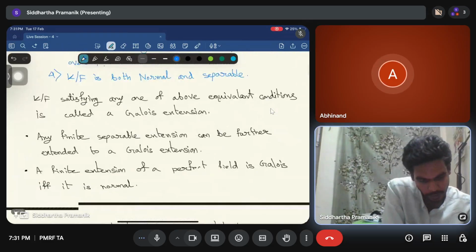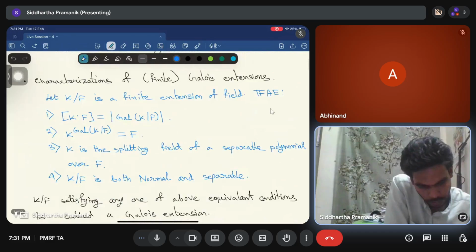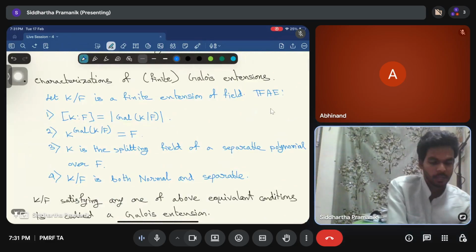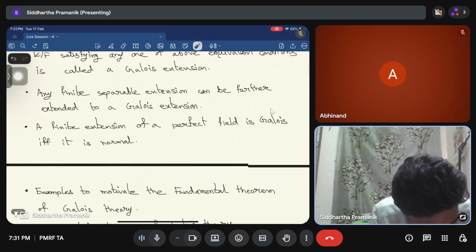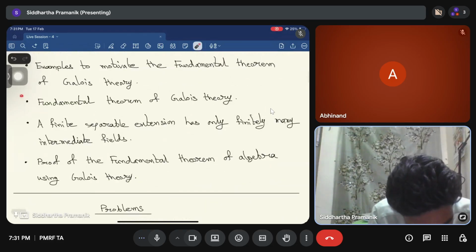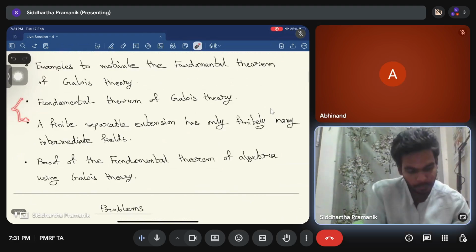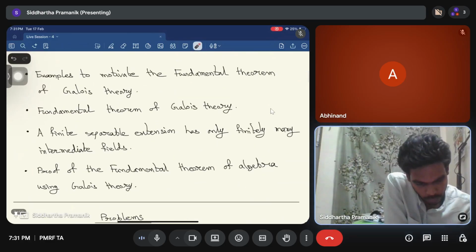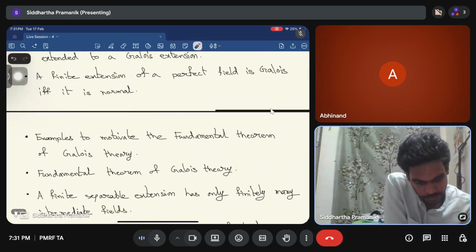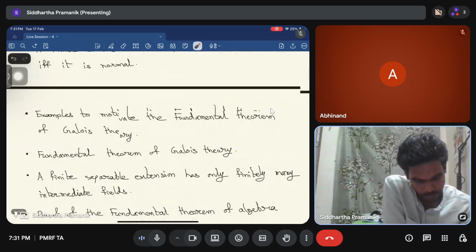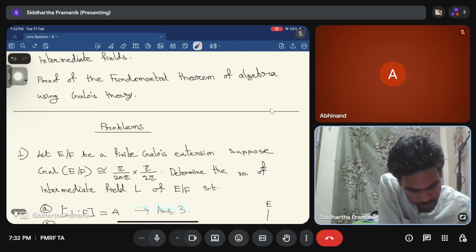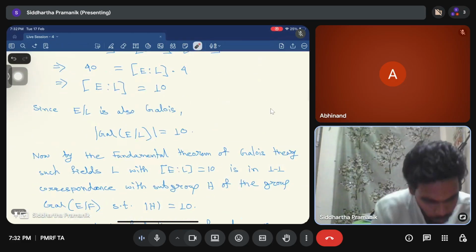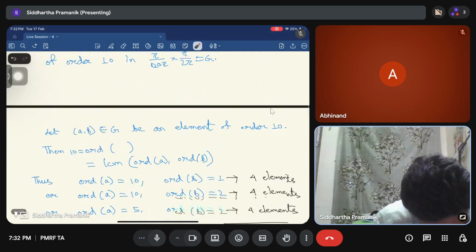I feel the fourth week is important because in this week the characterizations of Galois extensions are there, which I have already listed, and also we have done the fundamental theorem, which is important, and some consequences. Most importantly, we have done some examples also. So mostly the characterizations and the fundamental theorem are the important things, and some facts. It will not be difficult.